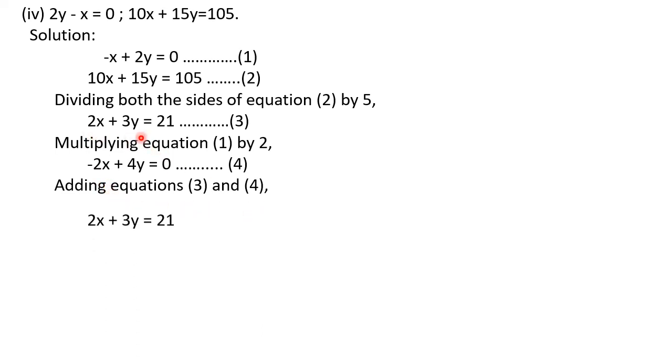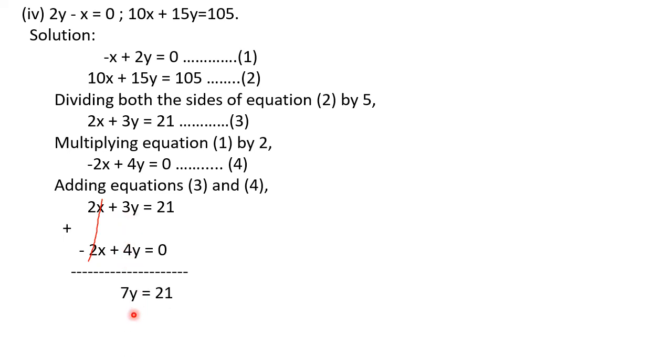So write down equation 3 up, plus equation 4 down. And let's add here. Again see, this plus 2x and minus 2x will get cancelled. You can cut it like this. And then here plus 3y plus 4y. 3 plus 4, here you will get 7y is equal to 21. And from that y is equal to 21 divided by 7, that is 3. Value of y is 3.